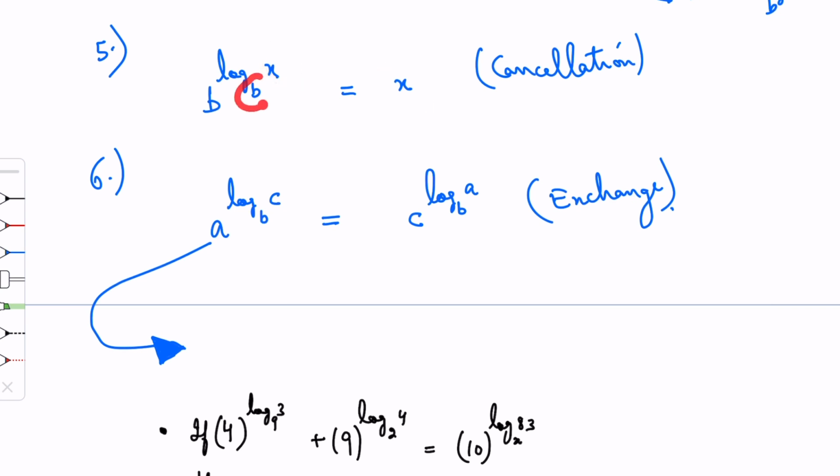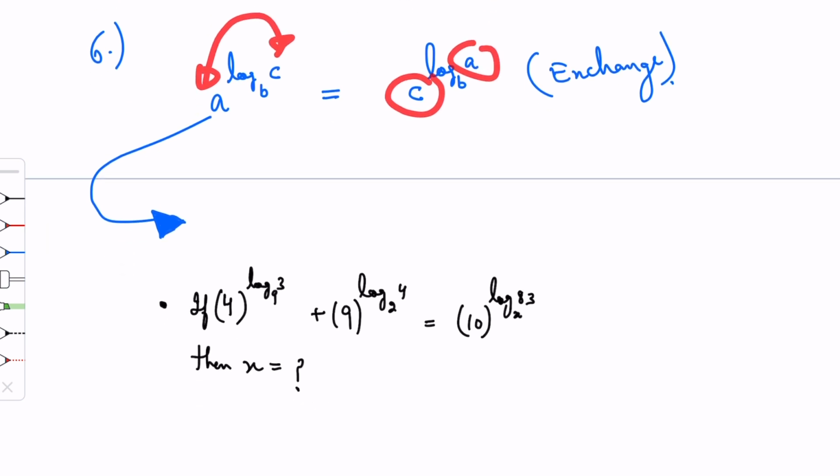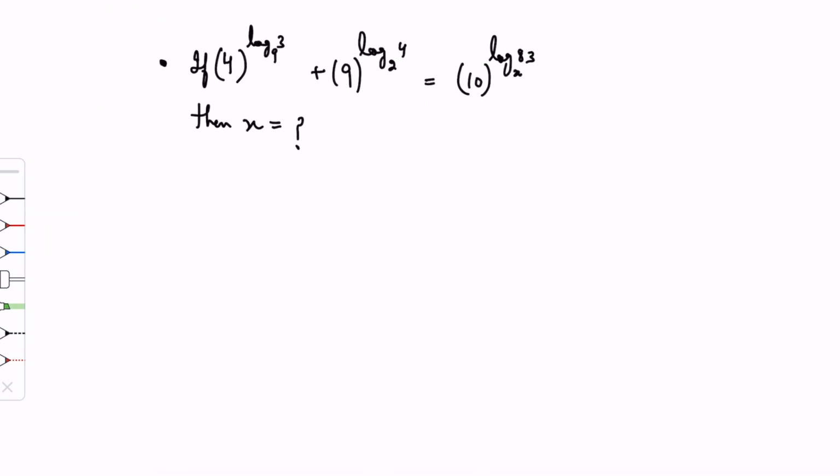And if they don't match, if they are distinct, then at least we can use this property, the exchange property, wherein this a and c can be exchanged. That's what is happening over here. So let's talk about this problem.